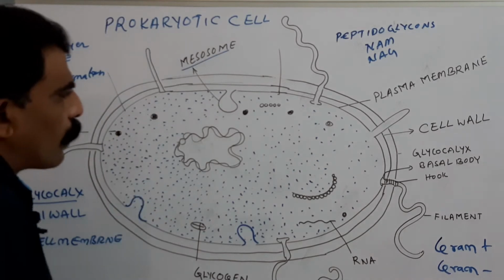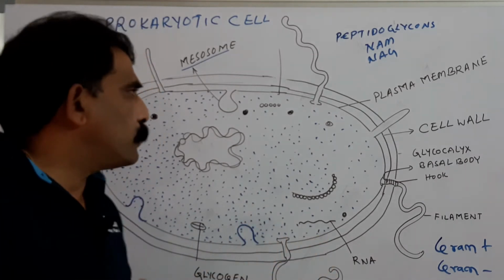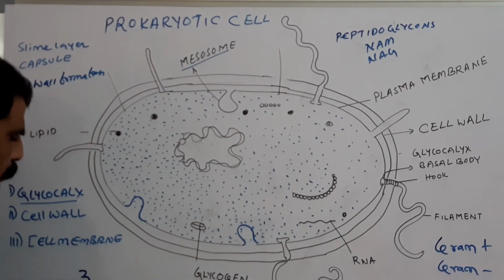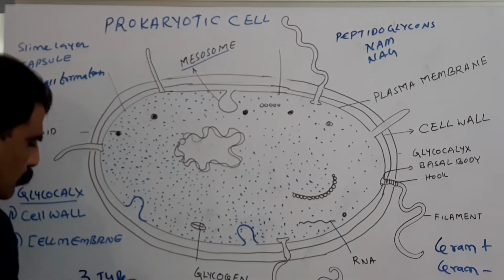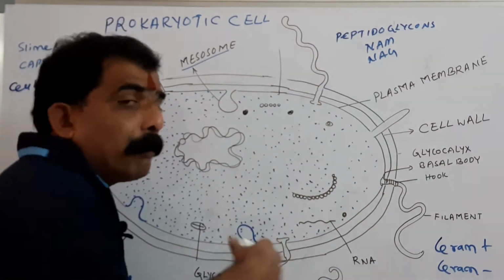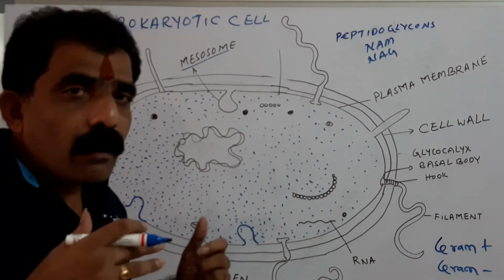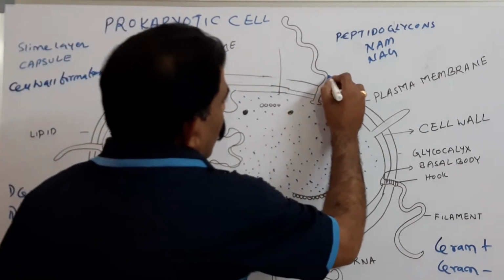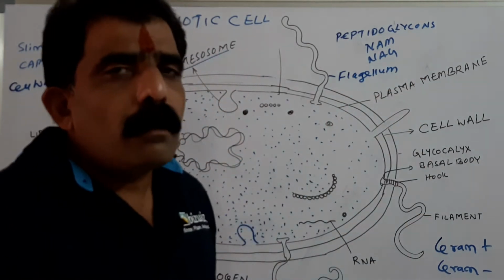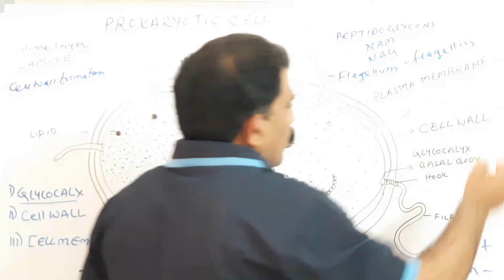And coming to the outgrowths, bacteria exhibit some outgrowths. How many types of outgrowths are present in the bacteria? There are 3 types of outgrowths. Some outgrowths are very long, whip-like. These are called flagella. The same is called flagellum. Flagellum is made up of flagellin protein.